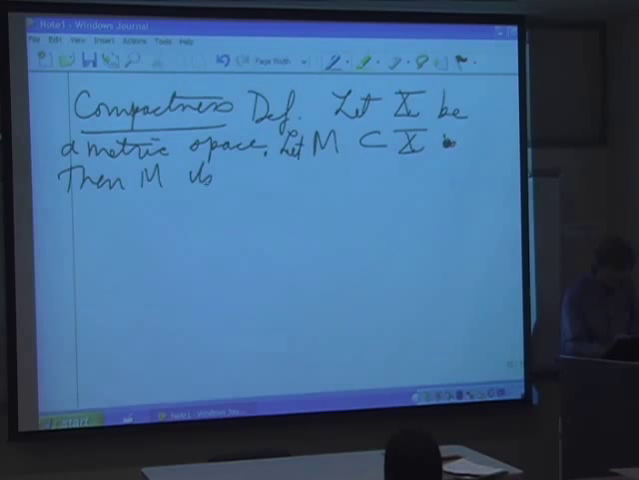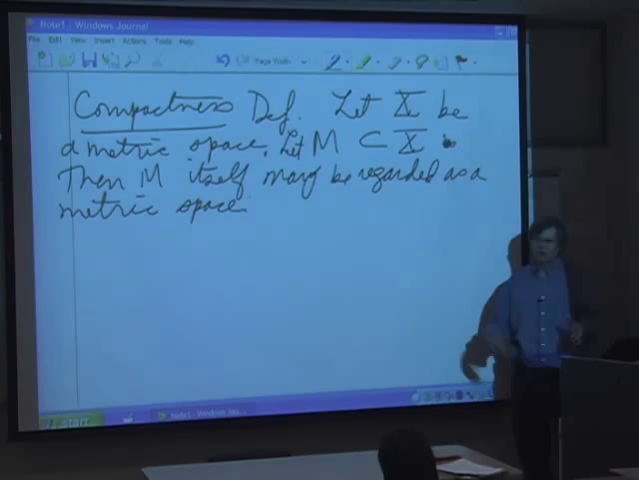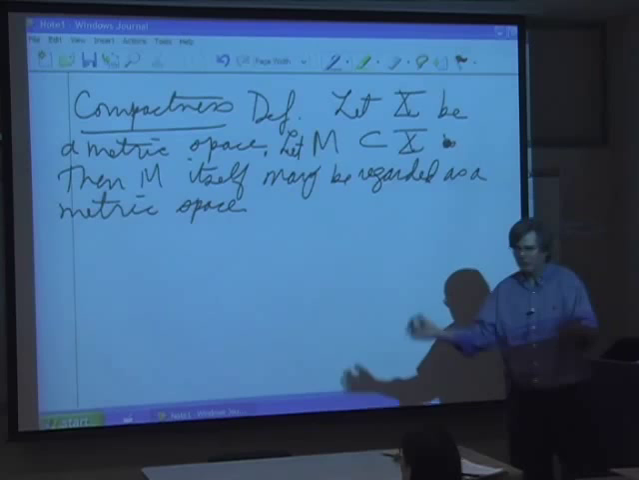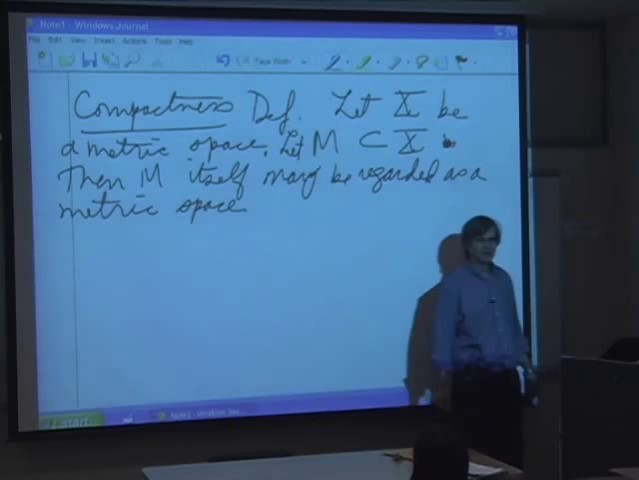Then M itself may be regarded as a metric space. It's just a set of points with a metric on it, with the same metric. It's called a metric subspace of X. In the case of a metric space, it's just some subset. It will automatically be a metric space. It doesn't have to have any vector space properties or anything. It's just a clump of points inside your original metric space with the same metric.